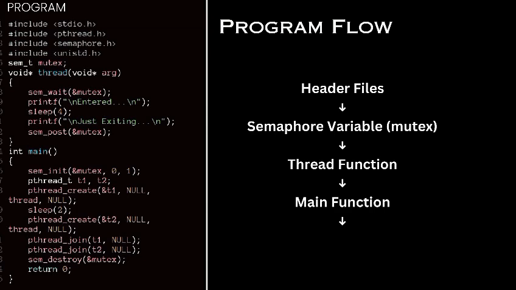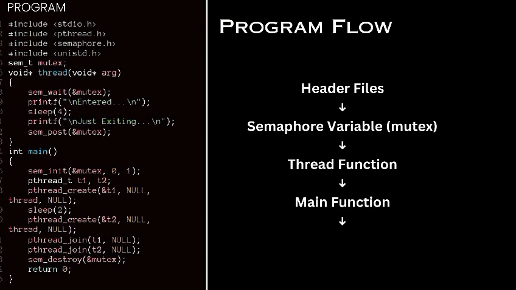First, the program includes the required header files. These libraries provide functions for input, output, thread creation, semaphore operations, and the sleep function. Next, a semaphore variable named mutex is declared. This semaphore is used to control access to the critical section. Then we define the thread function.